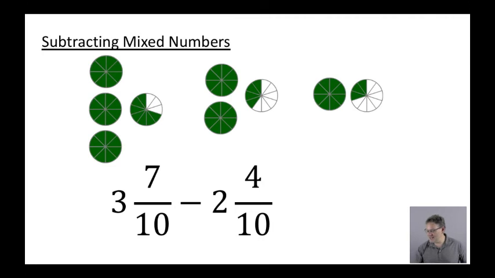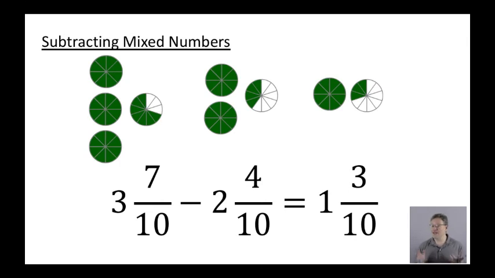So we can see in this case from the pictures that we just subtract the whole numbers and subtract the fractions. Now you can also, once again, convert each one of those mixed numbers into improper fractions. 37/10 minus 24/10 will give us 13/10. Again, you can convert that 13/10 to 1 and 3/10 and get your answer that way. Sometimes, however, this is an easier methodology to use.